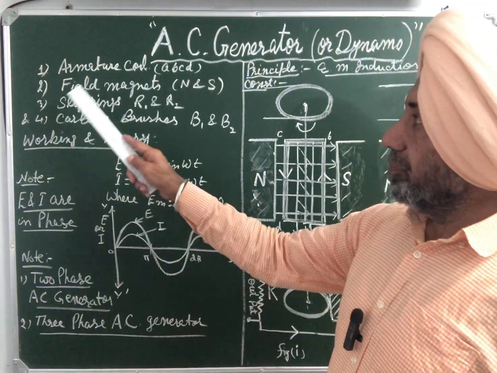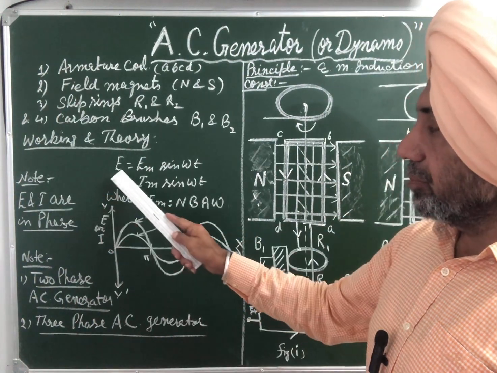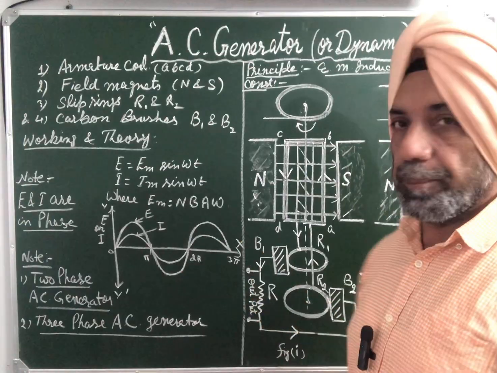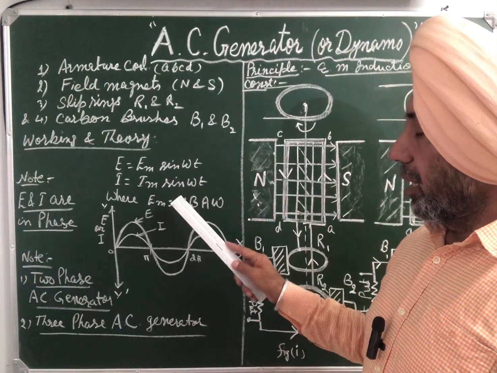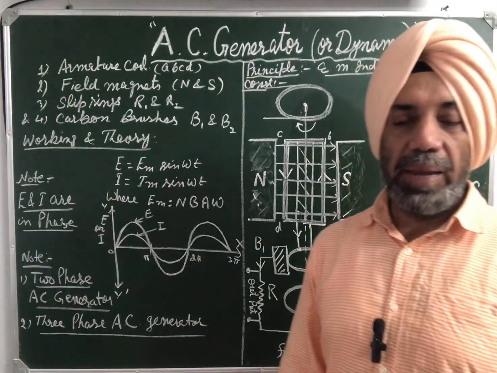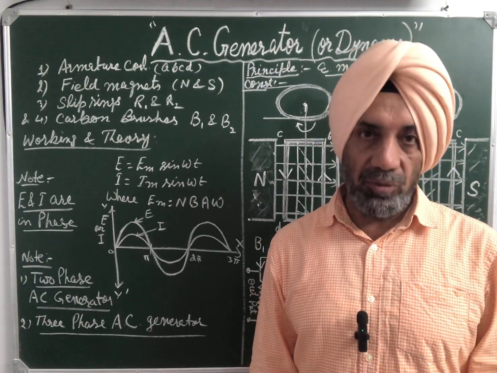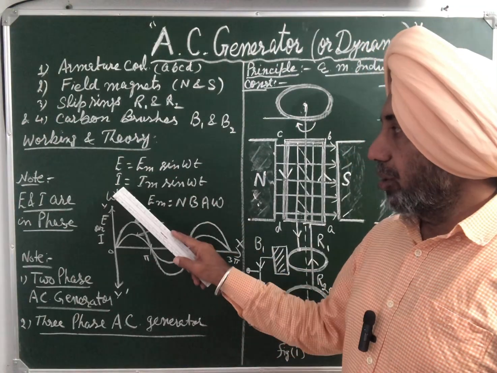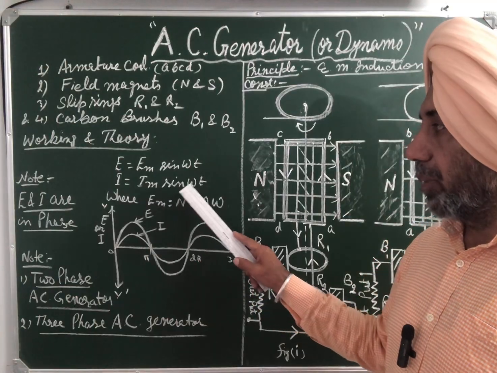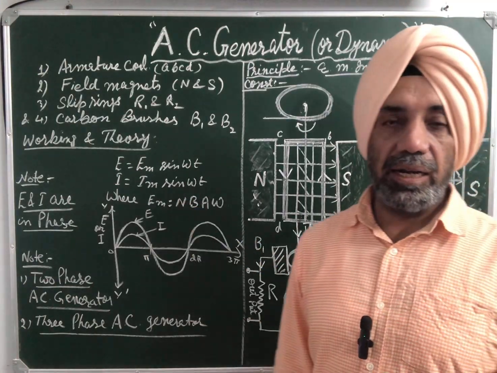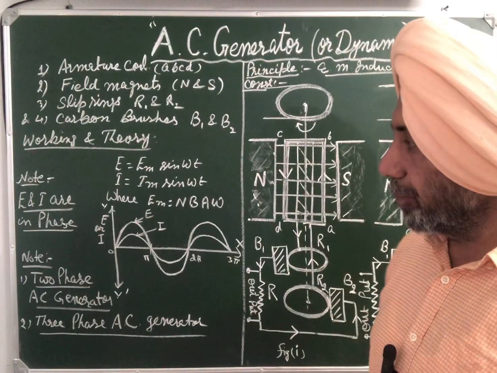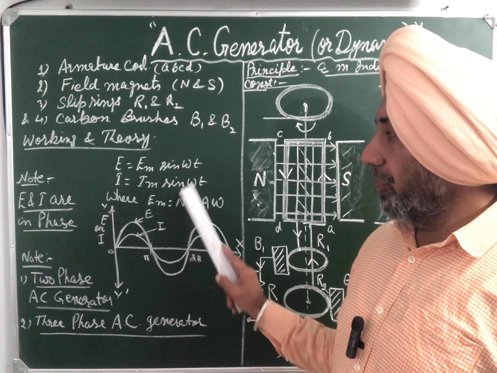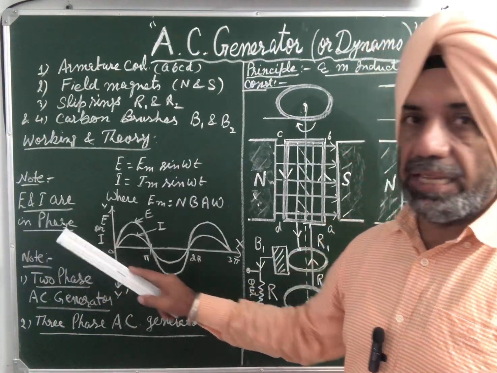And this alternating induced EMF and current are given by E is equal to E_m sin omega t, or I is equal to I_m sin omega t. This we have proved in my previous video on methods of production of induced EMF; you can watch that video also to derive this relation. E and I are both alternating EMF and alternating current. Moreover, we can see sin omega t, no difference. E and I are in phase.